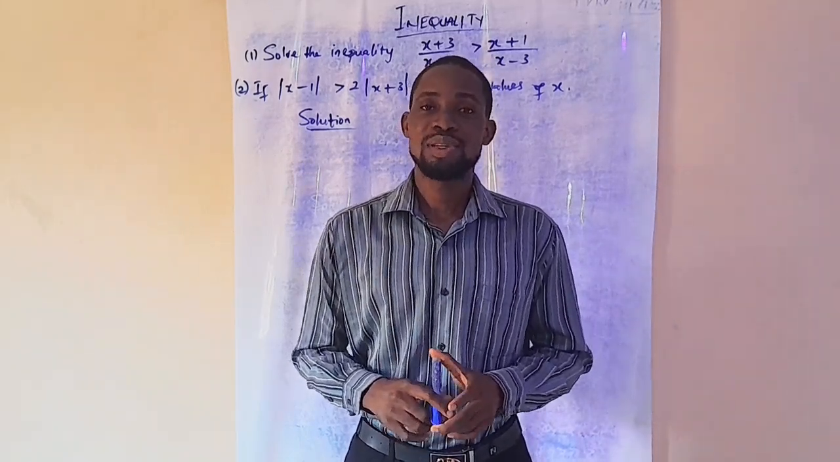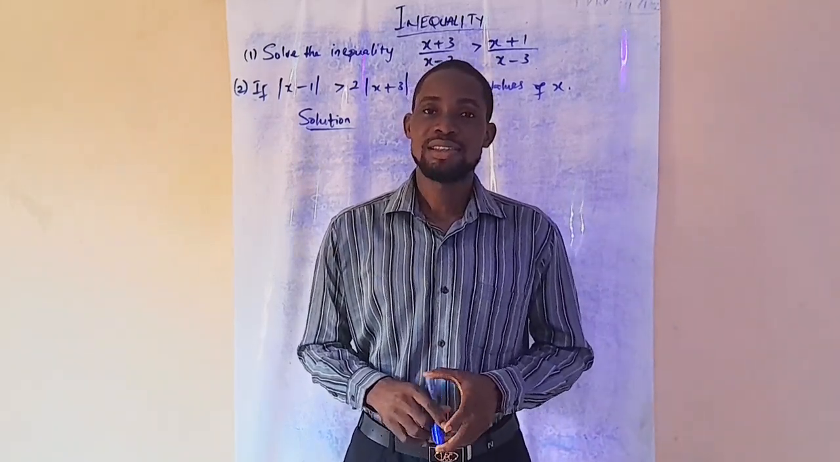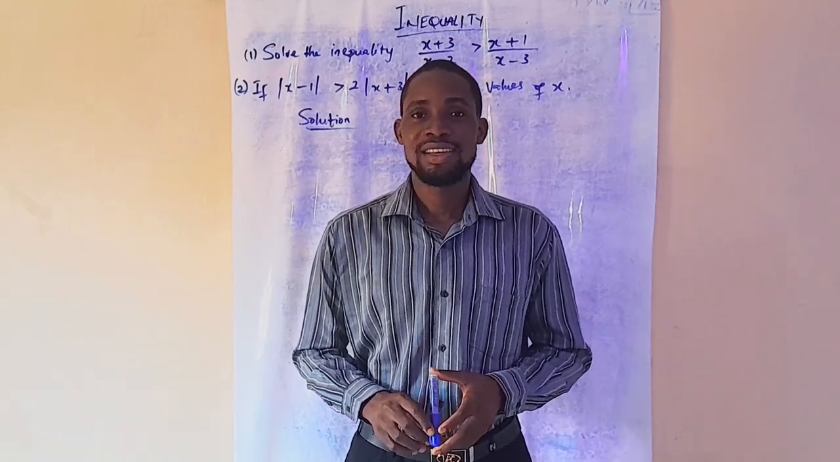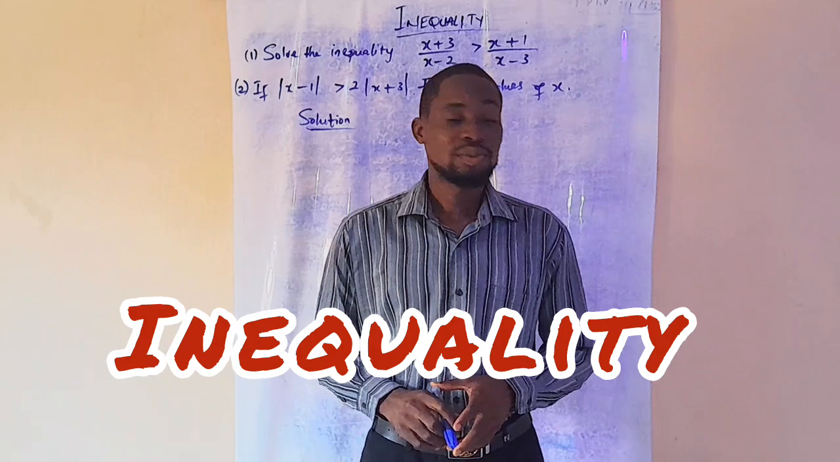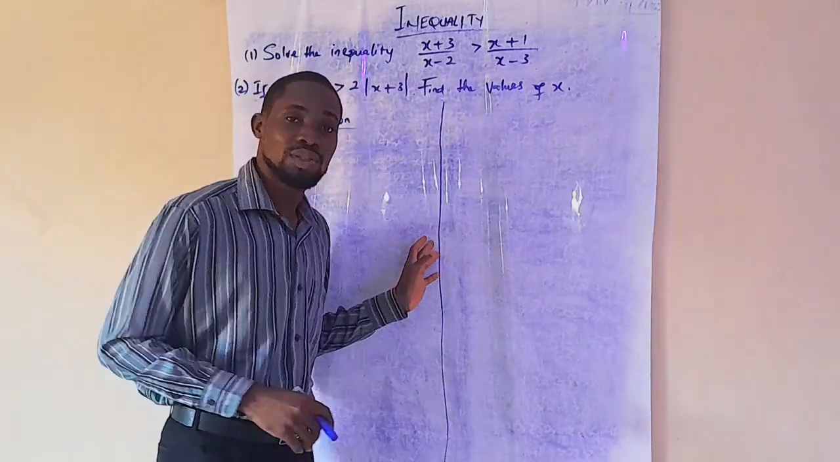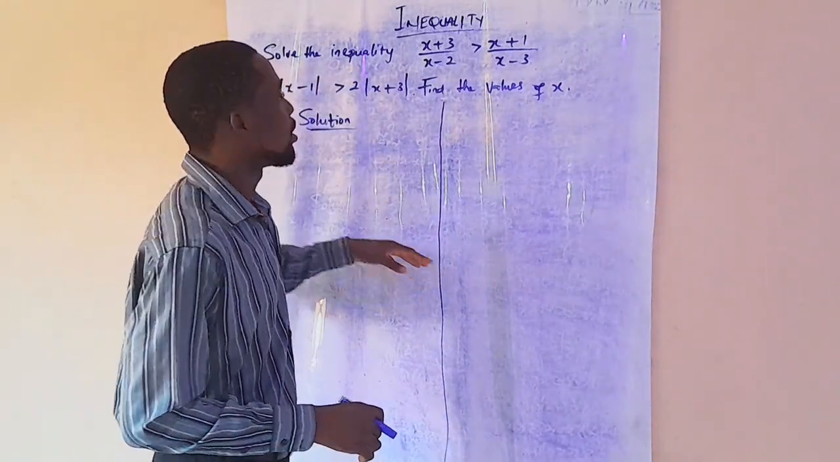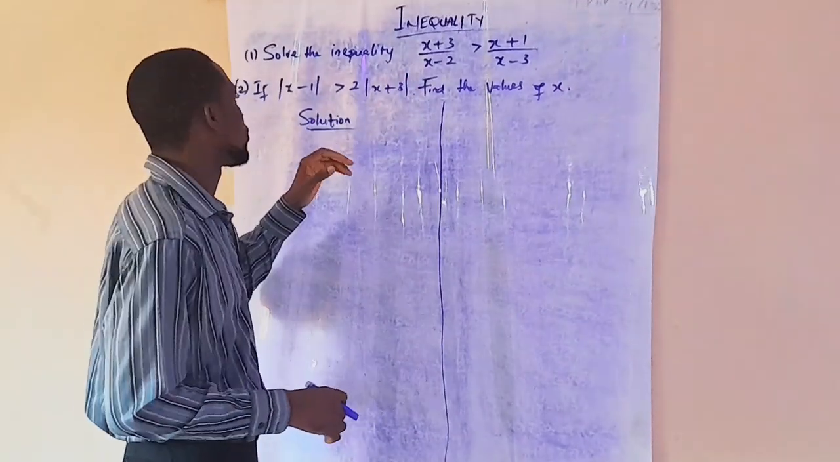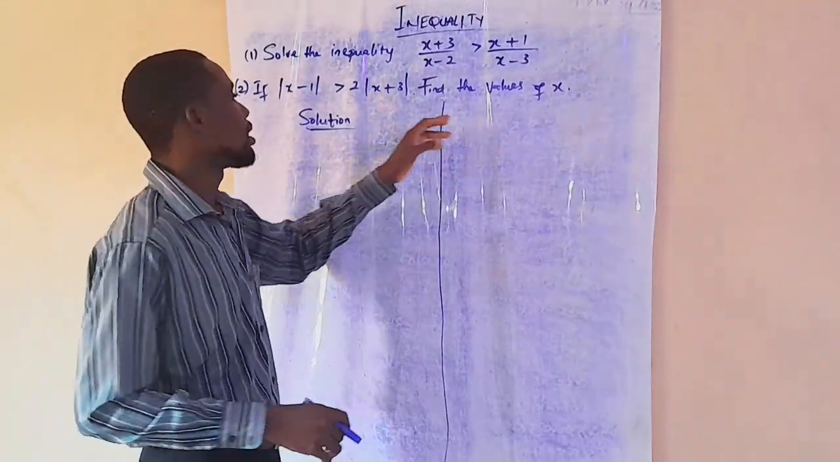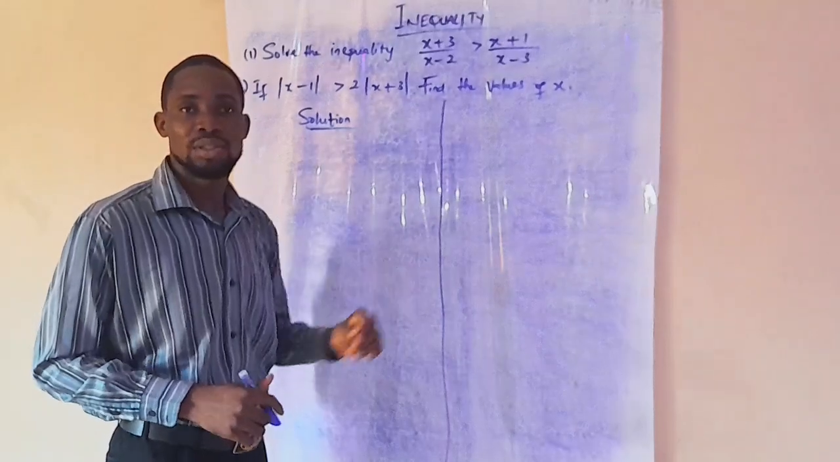In today's class, we're looking at another series in the King series. And for today, we're still looking at the topic inequality. For inequality, we have two questions on board. Number one says we have to solve this inequality. Number two, we have to find values of x given this inequality.